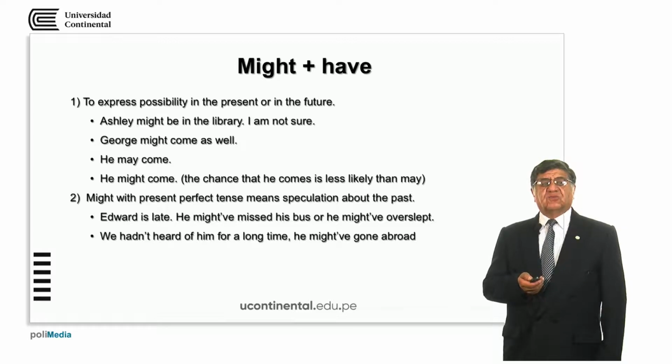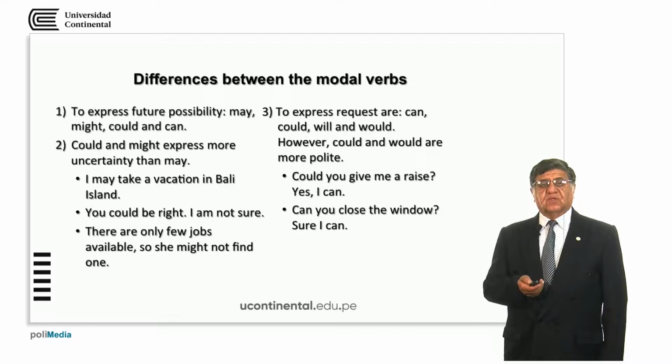We have might with present perfect examples. For example, Edward is late. He might have missed his bus, or he might have overslept. Okay? He was late, or he is late at the moment. In the past, something happened, and we are given two possibilities in this case. We hadn't heard of him for a long time. He might have gone abroad. Okay, he disappeared from our side. He didn't keep in touch with us, and the possibility is that he's abroad. He's not home or in the country, in our country.